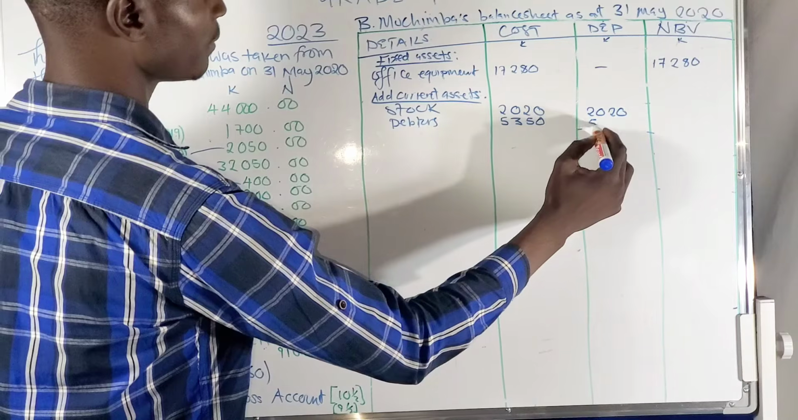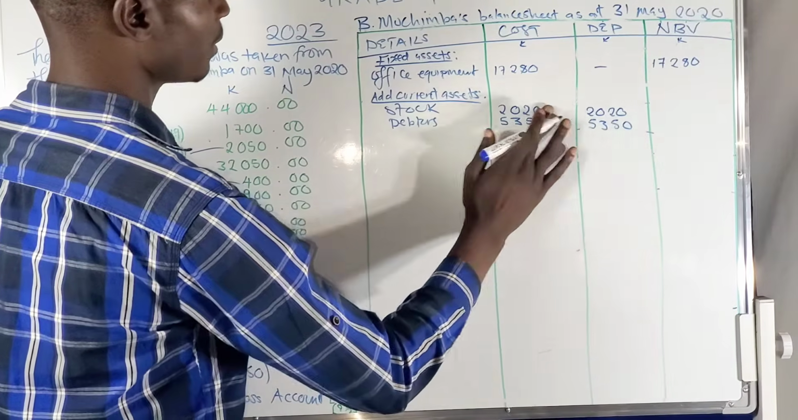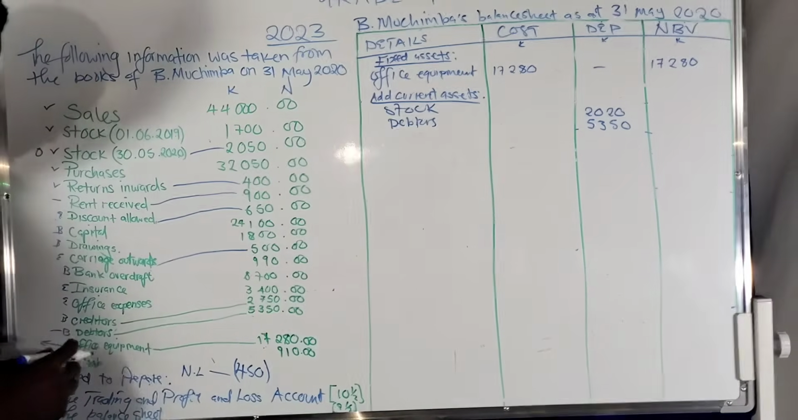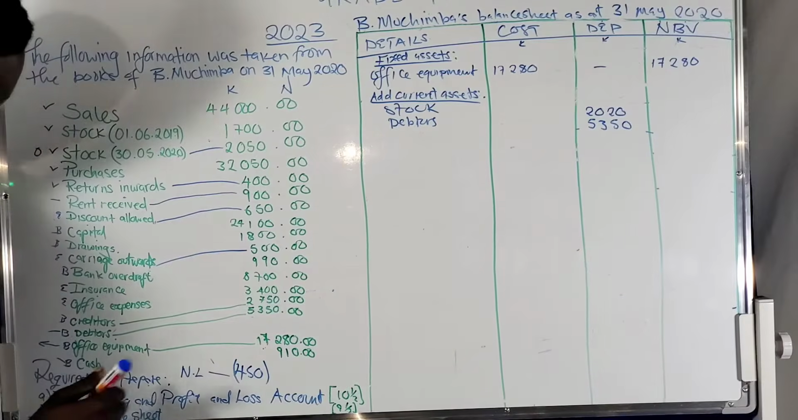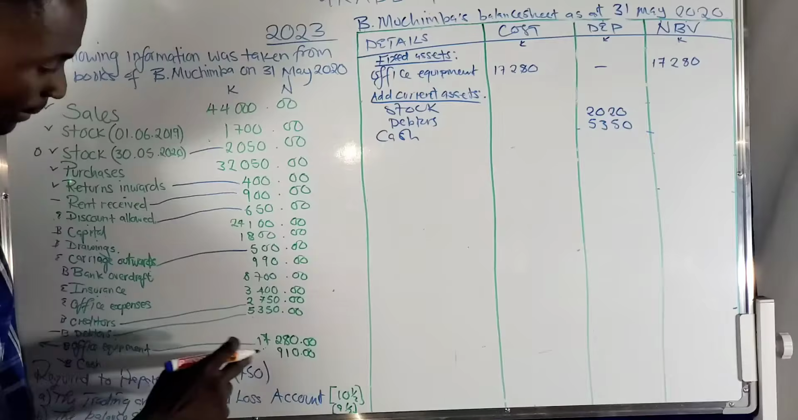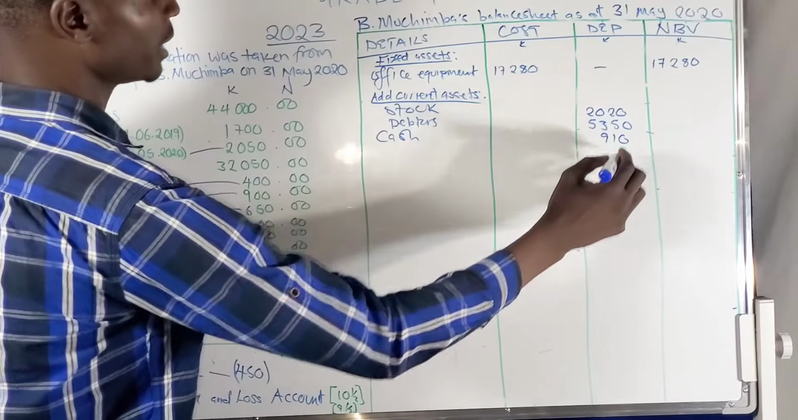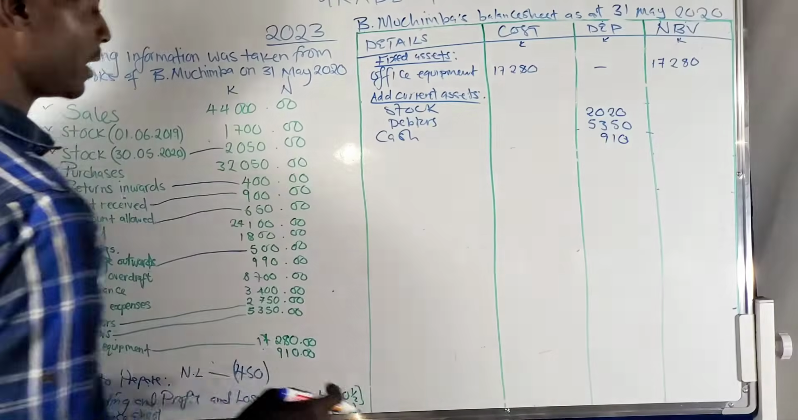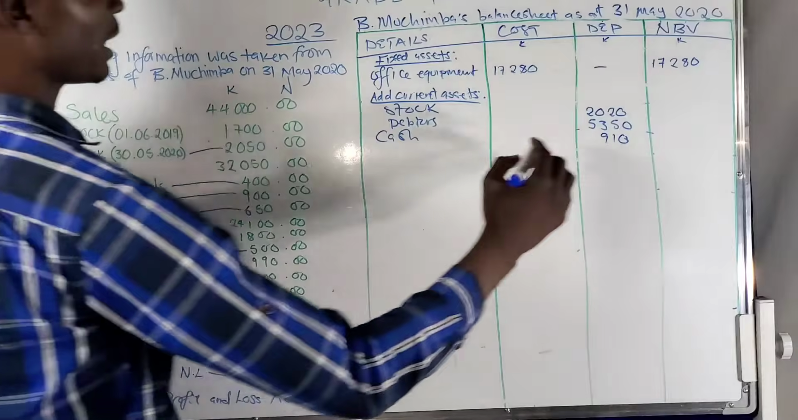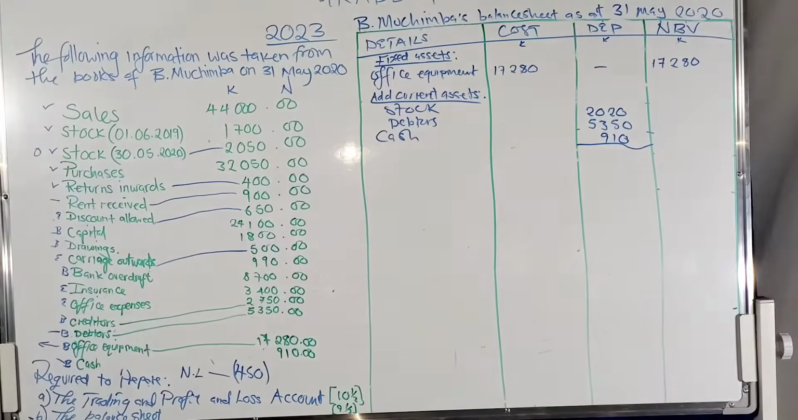Okay, 5,350. Okay, and the next one we have cash, which is cash in hand, and cash in hand is 910 kwacha. And we don't have anything apart from this.